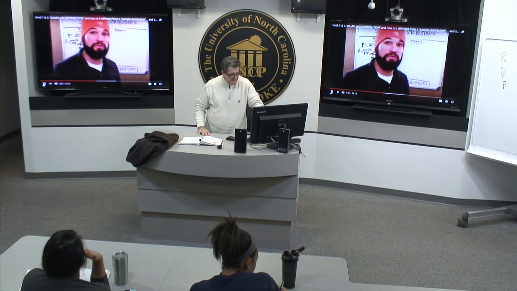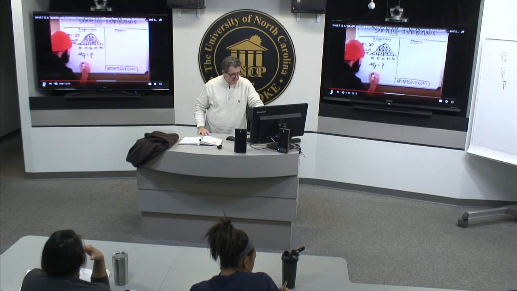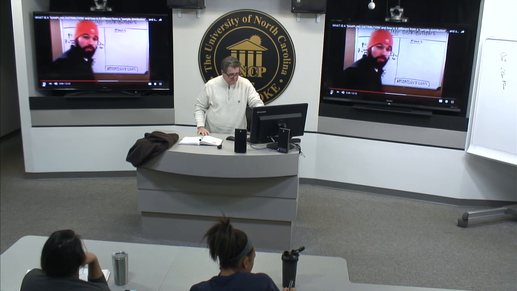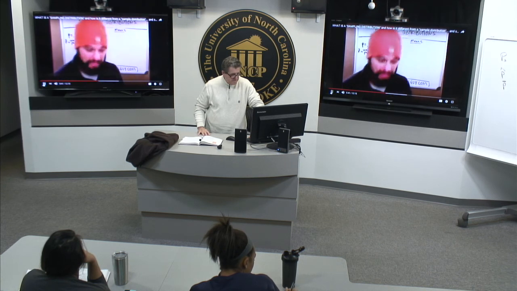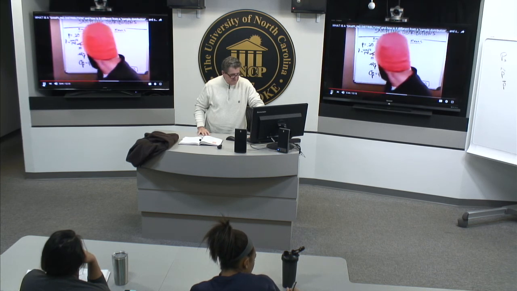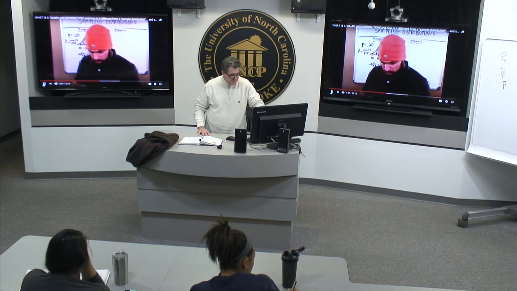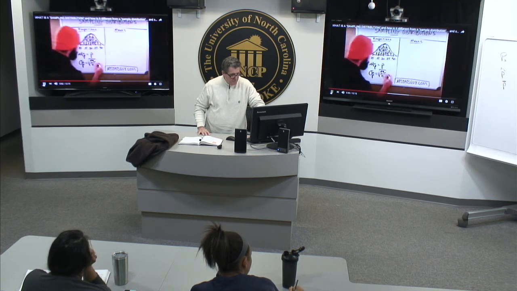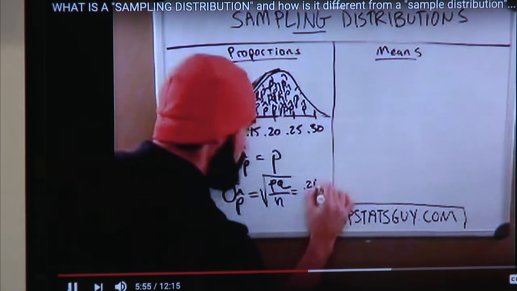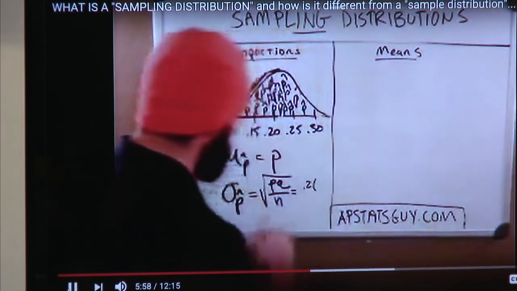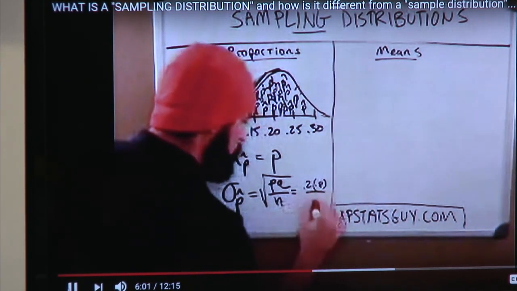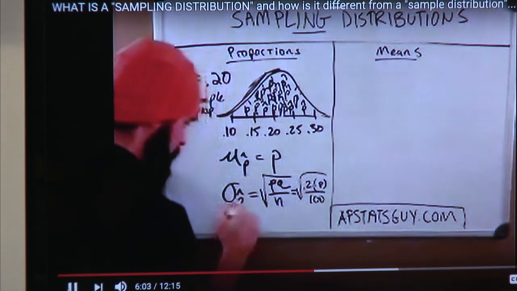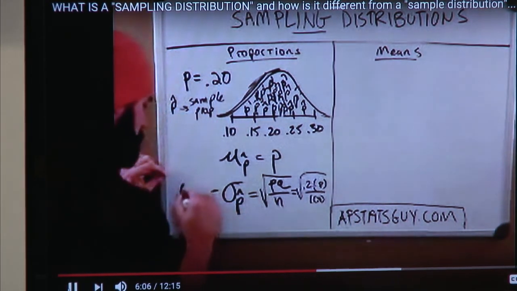And what also is given to you on your formula sheet for the AP test is that the standard deviation of all the p-hats is simply the square root of pq over n. So I can find the standard deviation of this by using my calculator: square root of pq divided by n. P is 0.2, q is the probability of failure, 0.8, these add up to 1, over n, 100. I find out that the standard deviation of my p-hats, in this case, is 0.04.